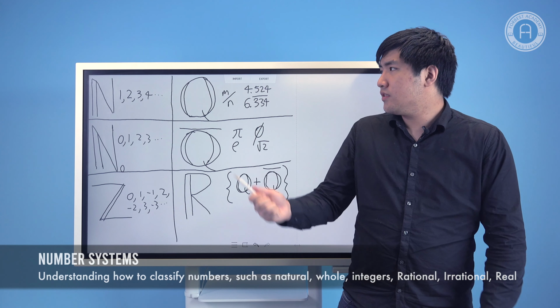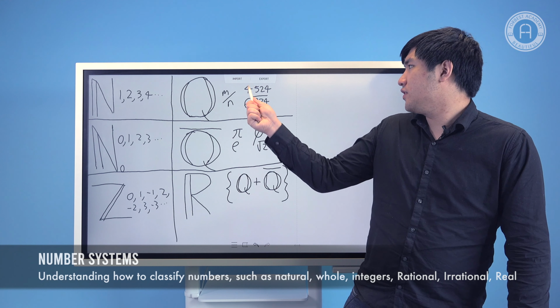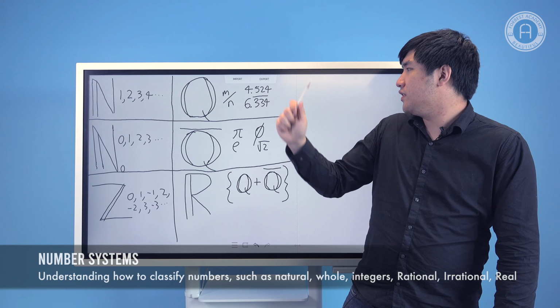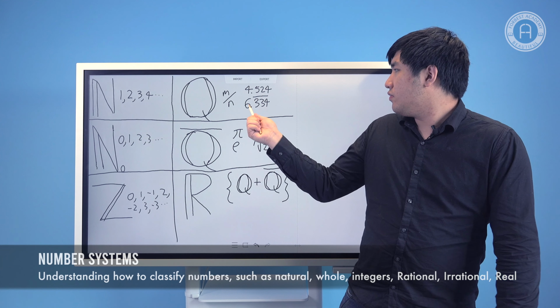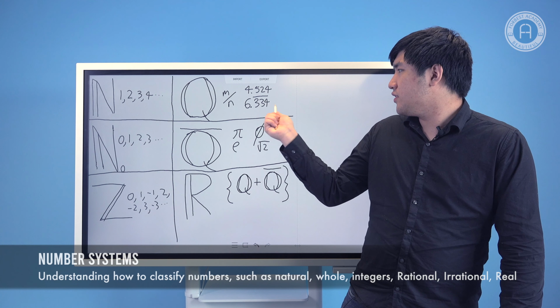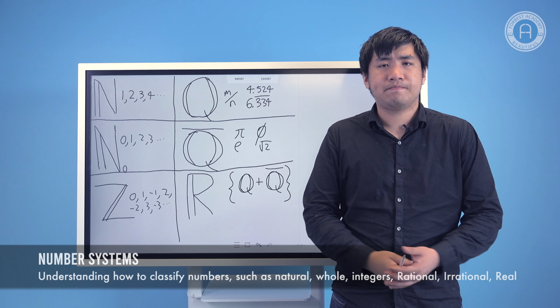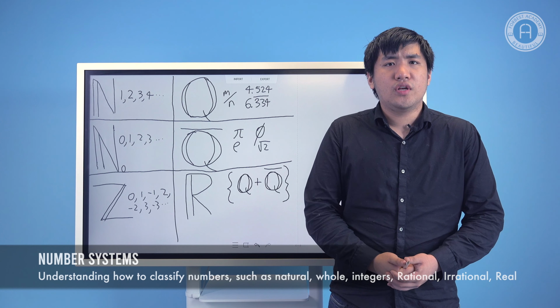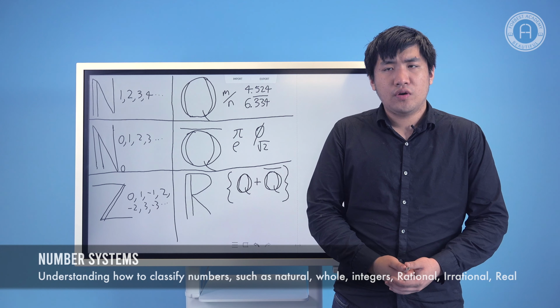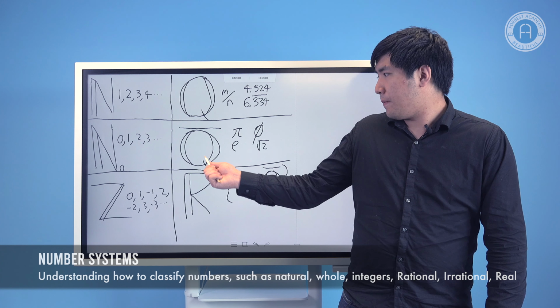So terminating means a decimal ends somewhere, for instance, this decimal, which ends after 3 digits. Or repeating, which is just like this decimal, which repeats these 3 digits over and over forever. Next, we have the irrational numbers, which we denote with Q bar.